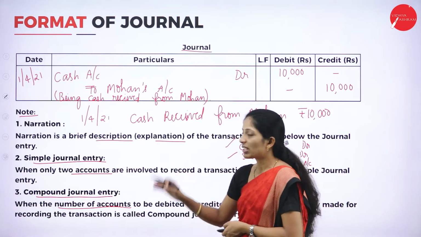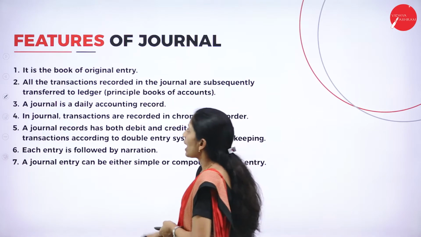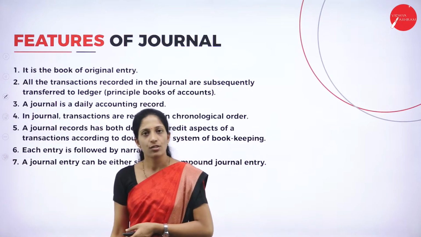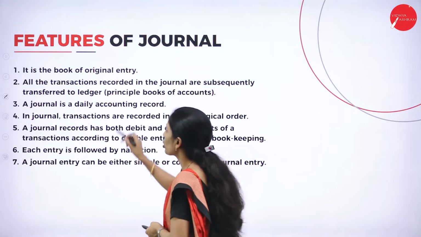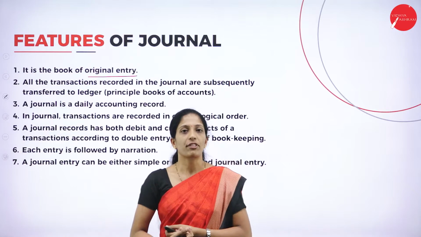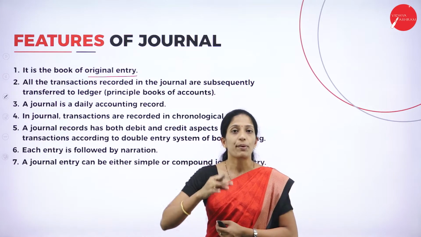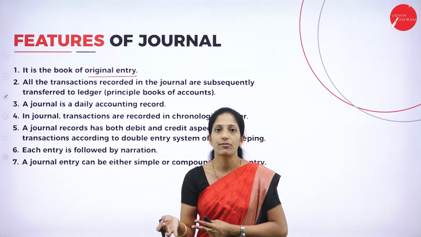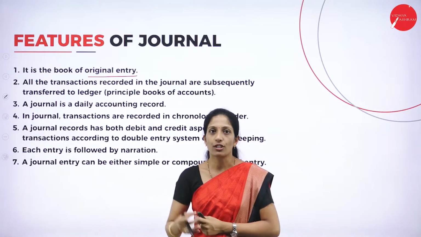So this is about the journal entries. Now we shall see the features of journal. As you all know, if you know the meaning, it's very easy to recall the features of journal. So it is a book of original entry. As I've told you, as and when the transactions have taken place, immediately we are going to record those transactions in a particular book, which is called as what? Journal. So for the first time we are going to record that transaction. So it is called as what?